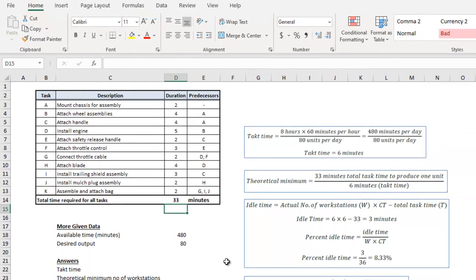Okay, next we must calculate the takt time. Kind of a funny word, T-A-K-T. Takt time is the heartbeat, or the beat rate at which we must complete a unit in order to meet the demand. So we are told that our desired output is 80 units a day, and we have one 8-hour shift in which to complete those 80 units. Well, one 8-hour shift is equal to 480 minutes. 8 hours times 60 minutes per hour gives us 480 minutes. So we have 480 minutes to complete the 80 units.